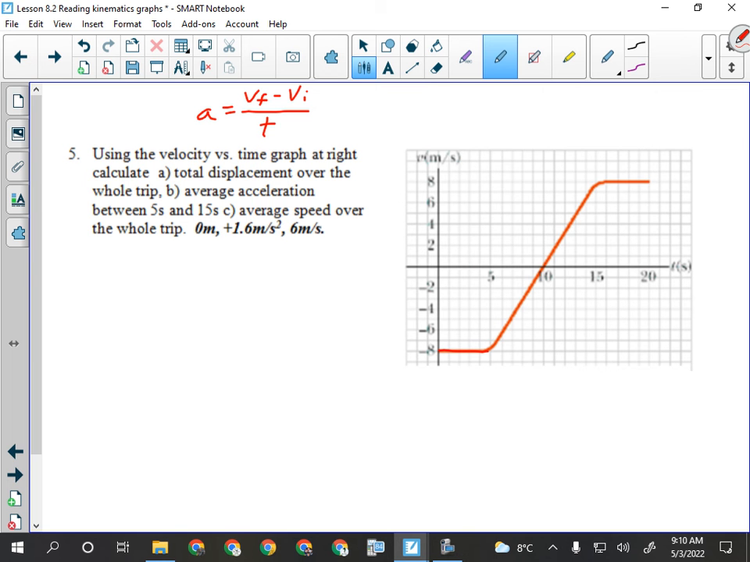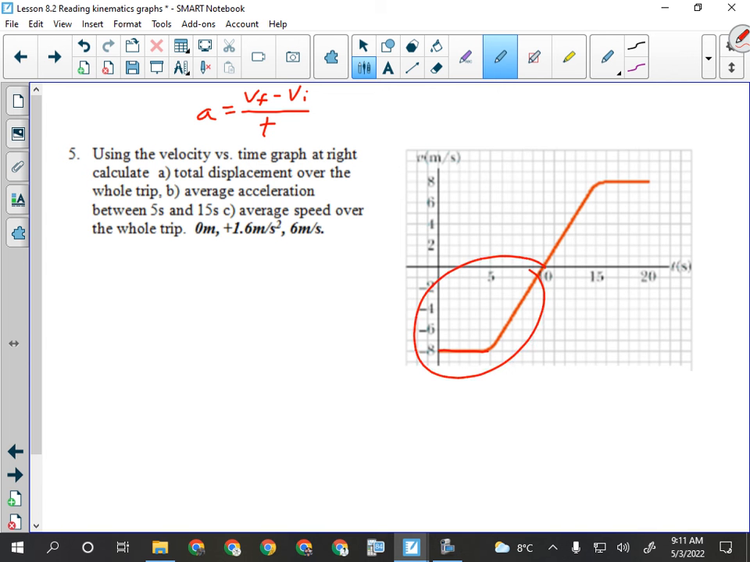So in the first part of this graph, the object is traveling at a velocity of -8 meters per second. What's going on in this slanted section of the graph? It's accelerating, yeah. It's accelerating positively. Its velocity is becoming more and more positive. So it starts at -8, and eventually becomes +8. And then for the last part of this trip, it travels at +8 meters per second.